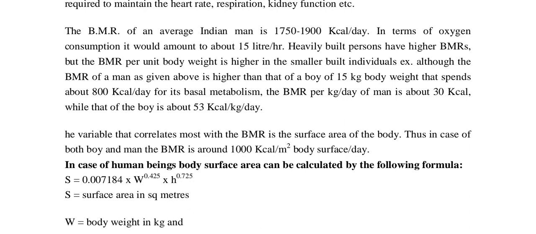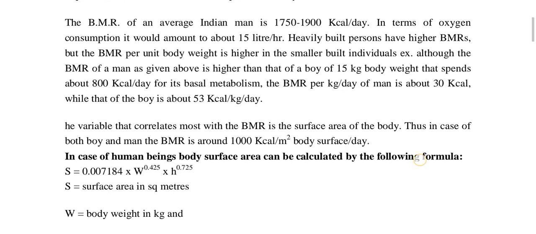Although the BMR of a man is higher than that of a boy of 15 kg body weight, who spends about 80 kilocalorie per day for its basal metabolism. The BMR per kilogram per day of man is about 30 kilocalorie, while that of the boy is about 53 kilocalorie per kilogram per day.